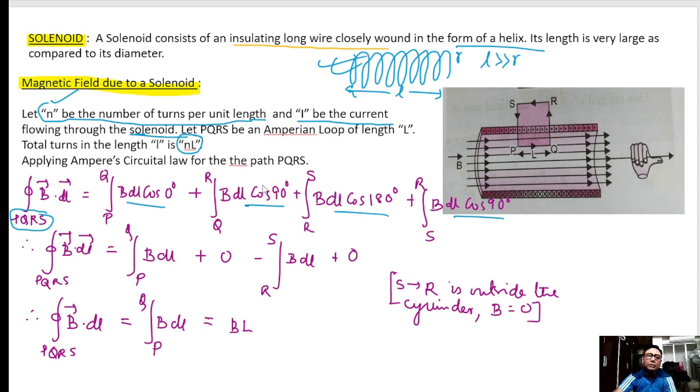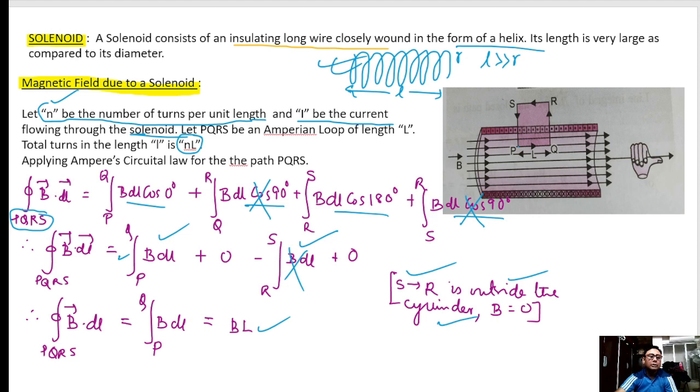So cos 90 will be 0, so this will be out. This will be out. Cos 180 is minus 1, so this comes. Okay. Now what we can see here is that because S to P is outside the cylinder, the magnetic field will be 0. So we will not take this part. We will take only this part. So B is the field and the length from P to Q is L. So this is the magnetic field due to the solenoid.